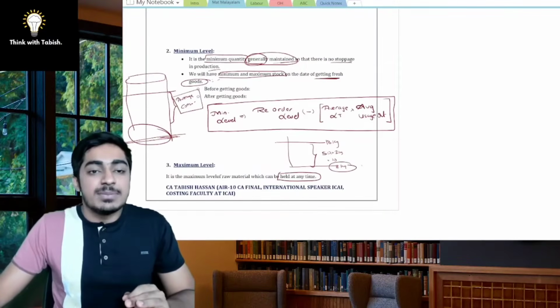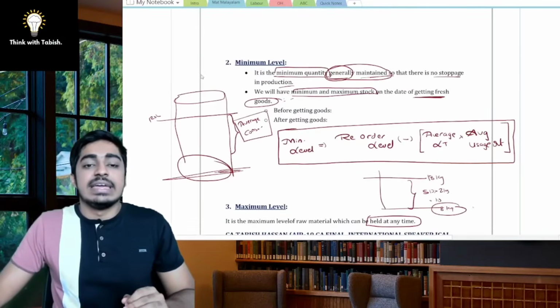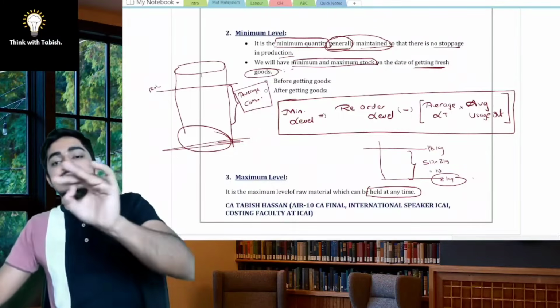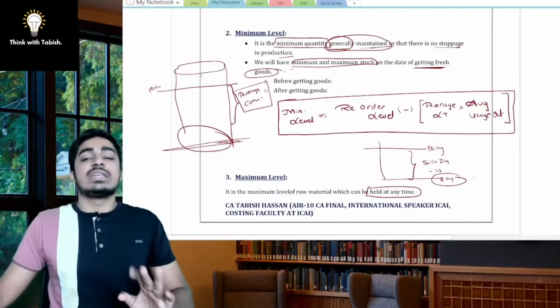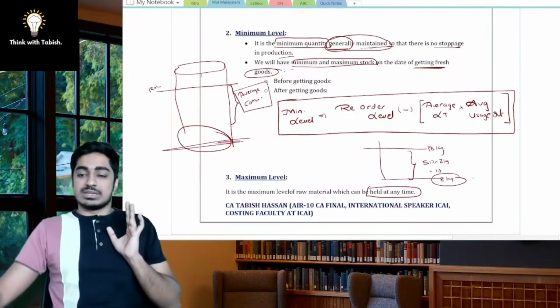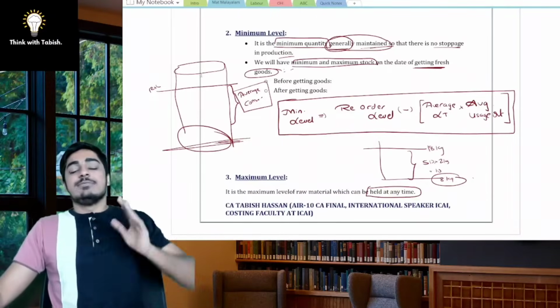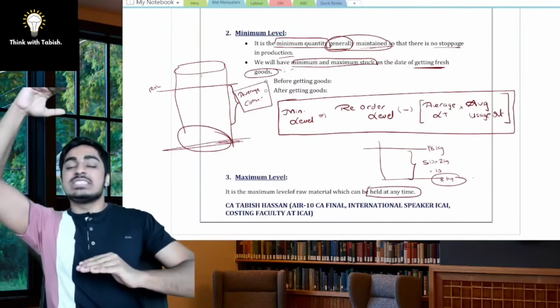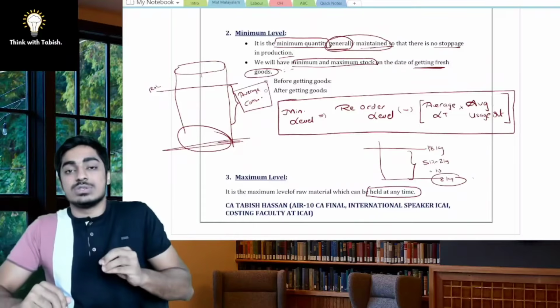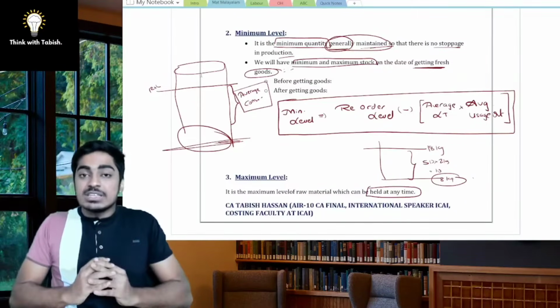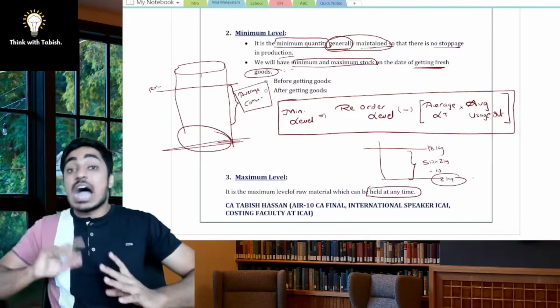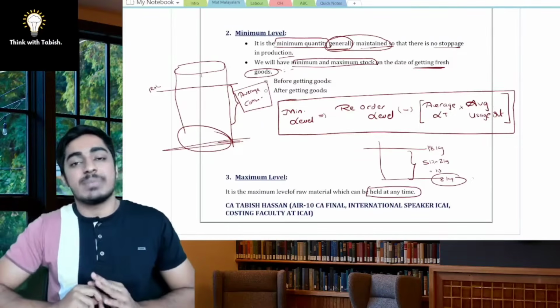Next, we have the minimum level. What is minimum level? It is the minimum quantity which is generally maintained throughout the year so that there is no stoppage in production. Yes, one thing to be kept in mind, we will be having the minimum and the maximum level on the day of receiving goods. Yes, that is, before receiving the goods, we will be having the minimum level. After receiving the goods, we will be having the maximum.